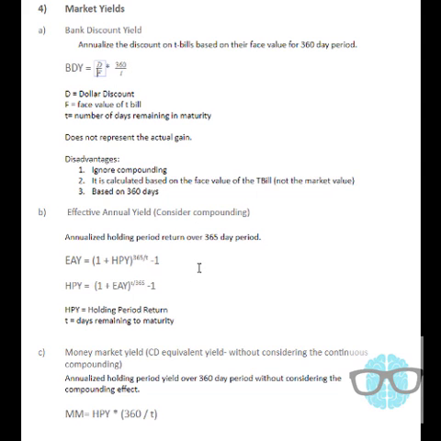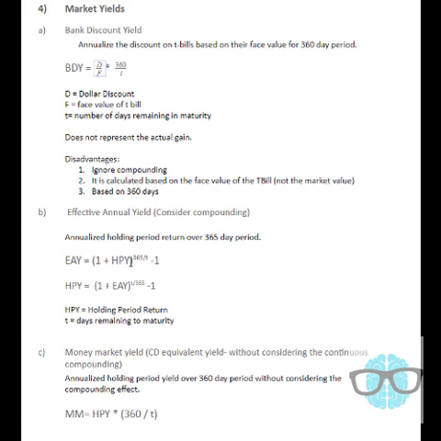Another important yield is EAY. It's also called effective annual yield. So we already talked about HPY in our previous section. In EAY, we're actually compounding the HPY and making it annualized. So that's what we are doing.